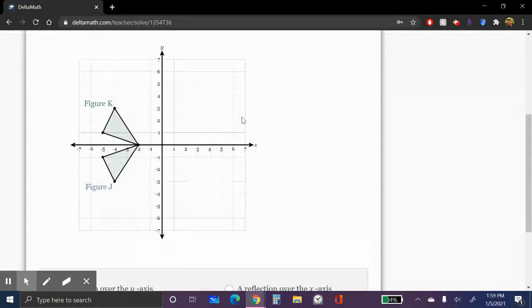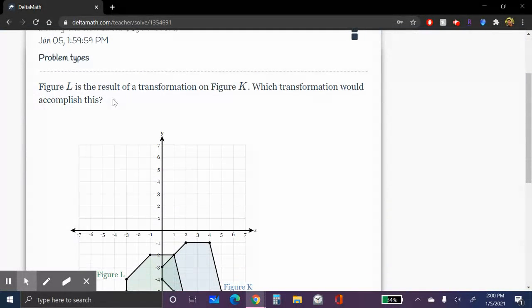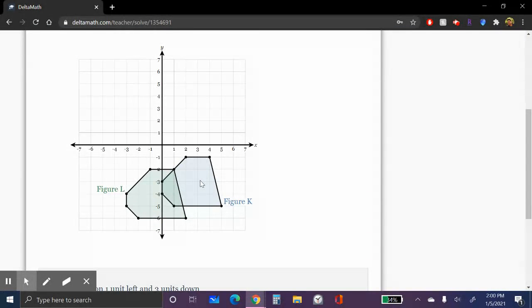All right, let's look at the next one. A lot of reflections here. Let's do one that's not a reflection. All right, here we go, right here. L is the result of figure K. So I'm going from K to L. It looks like I'm just sliding all these points down and left.